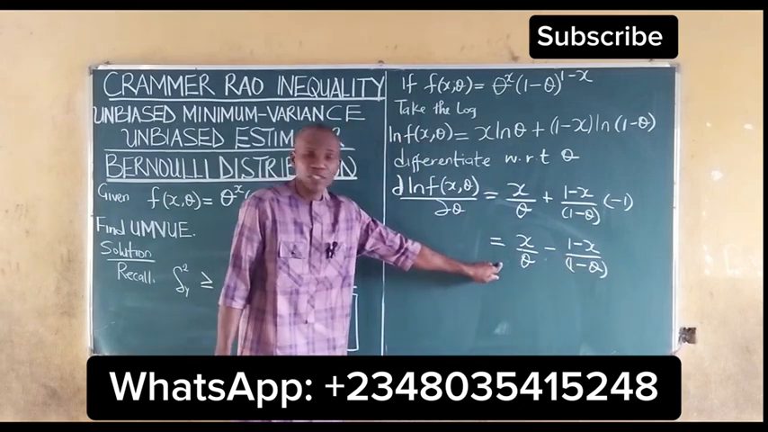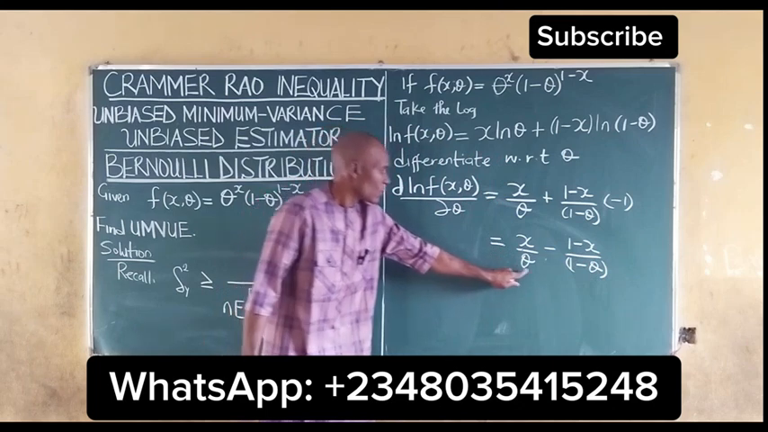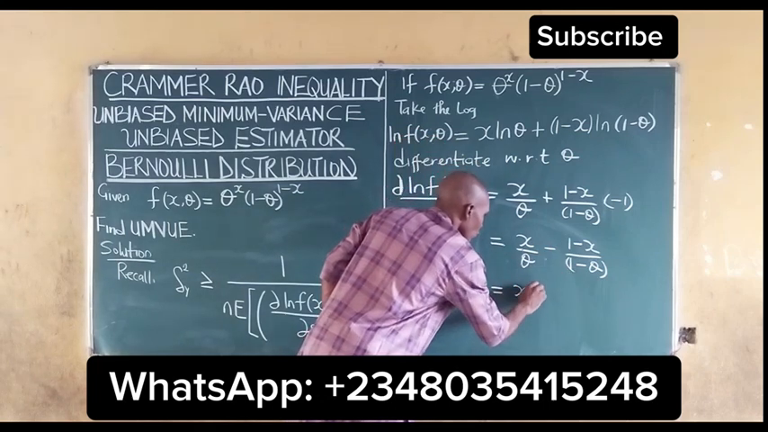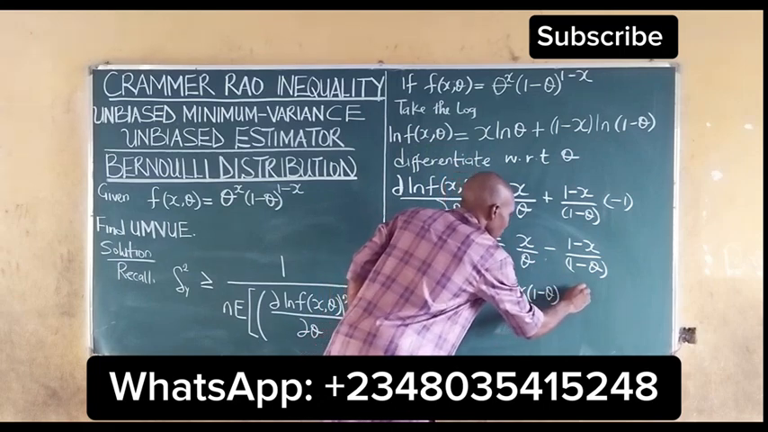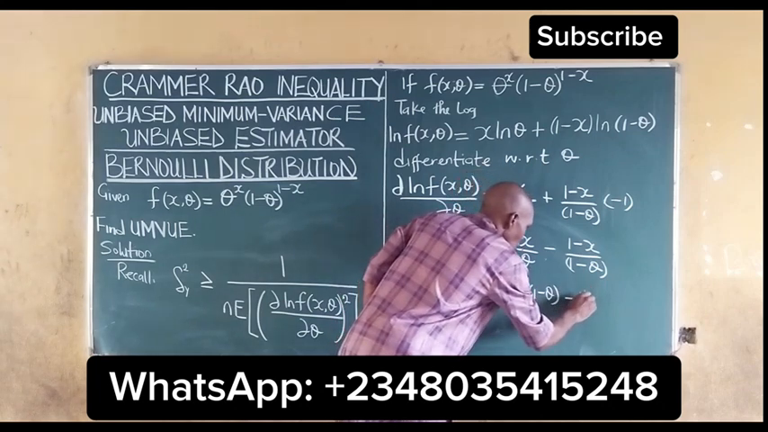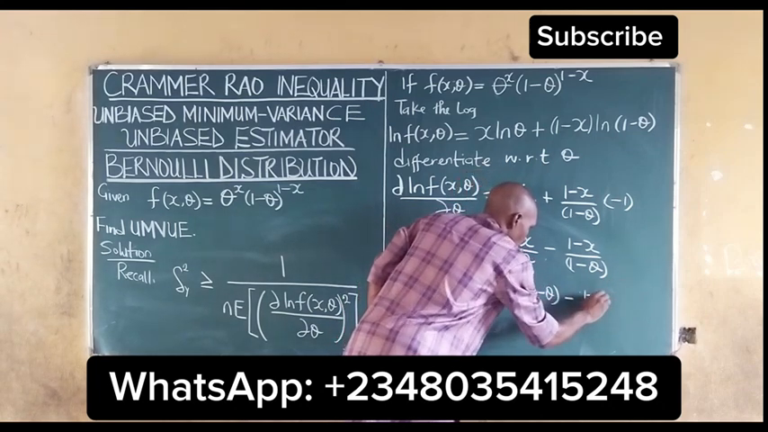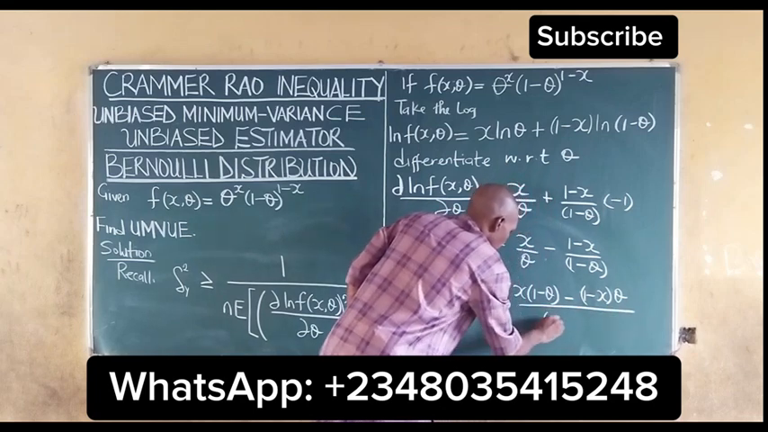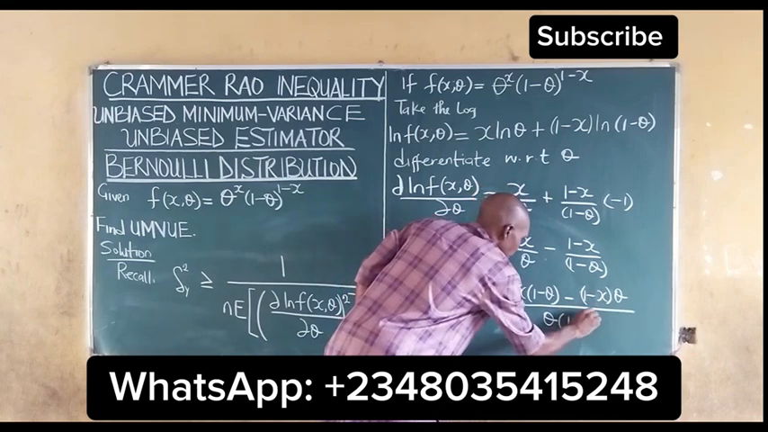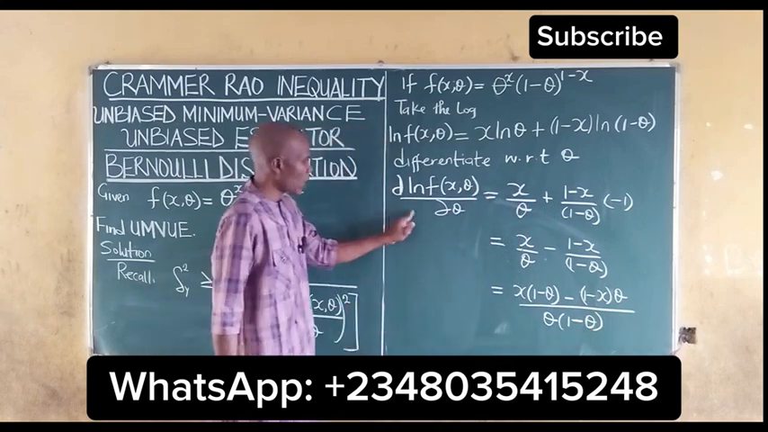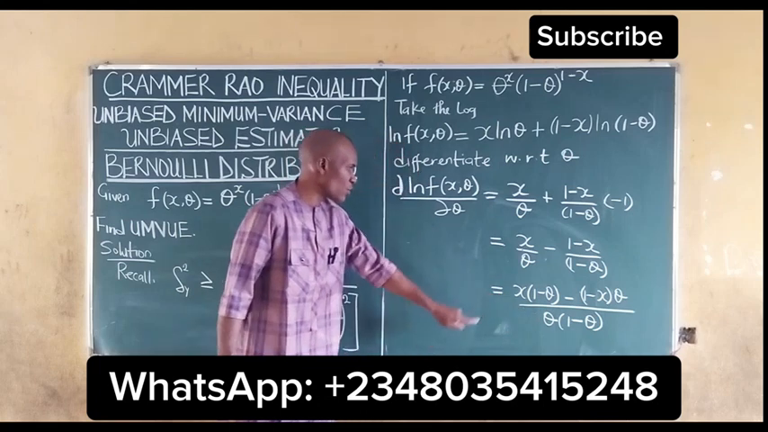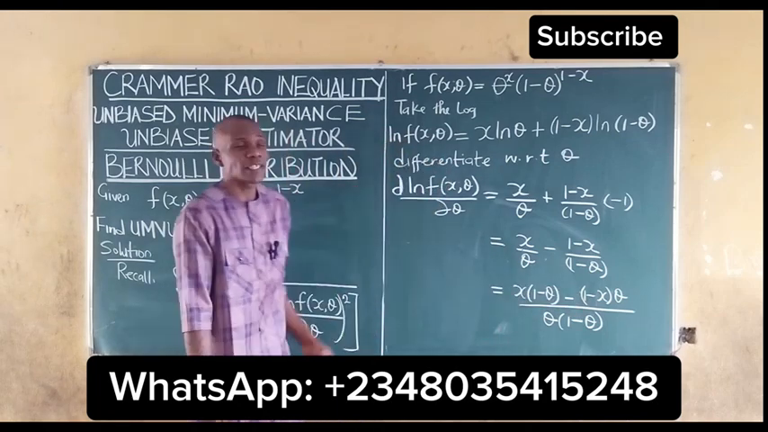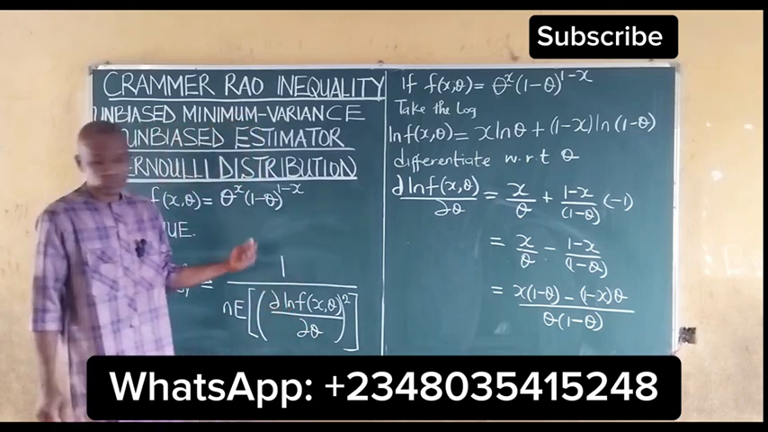The next thing to do is to find the LCM and multiply. So rearranging this to have x into 1 minus theta minus 1 minus x multiplied by theta, all over theta into 1 minus theta, which is the LCM. So we have the whole of this as this. The next thing to do is to expand this bracket and see if there's anything we can cancel.